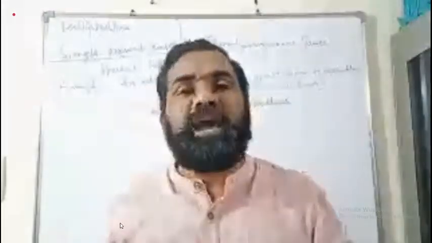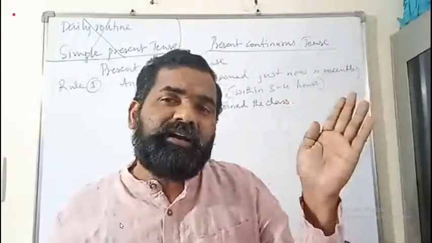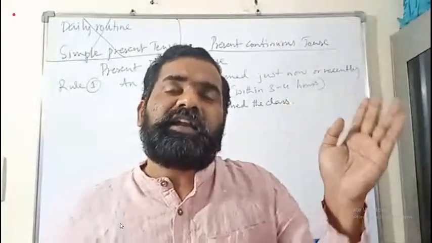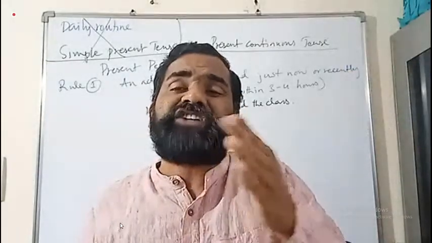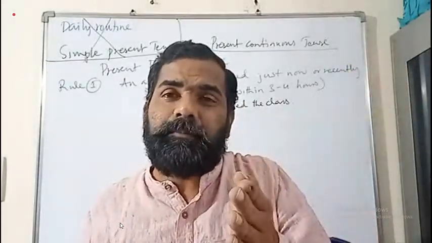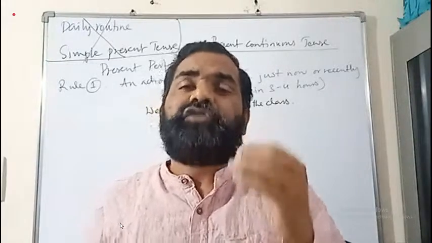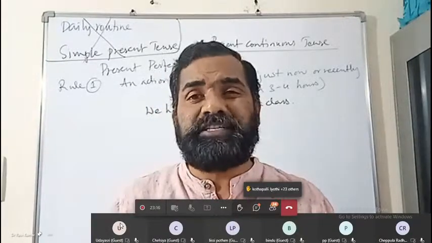For example, now the time is 6. Go back 3 to 4 hours. Let's say 2 o'clock. From 2 to 6 o'clock. Whatever action has happened from 2 to 6 p.m., that action we should speak in present perfect tense.